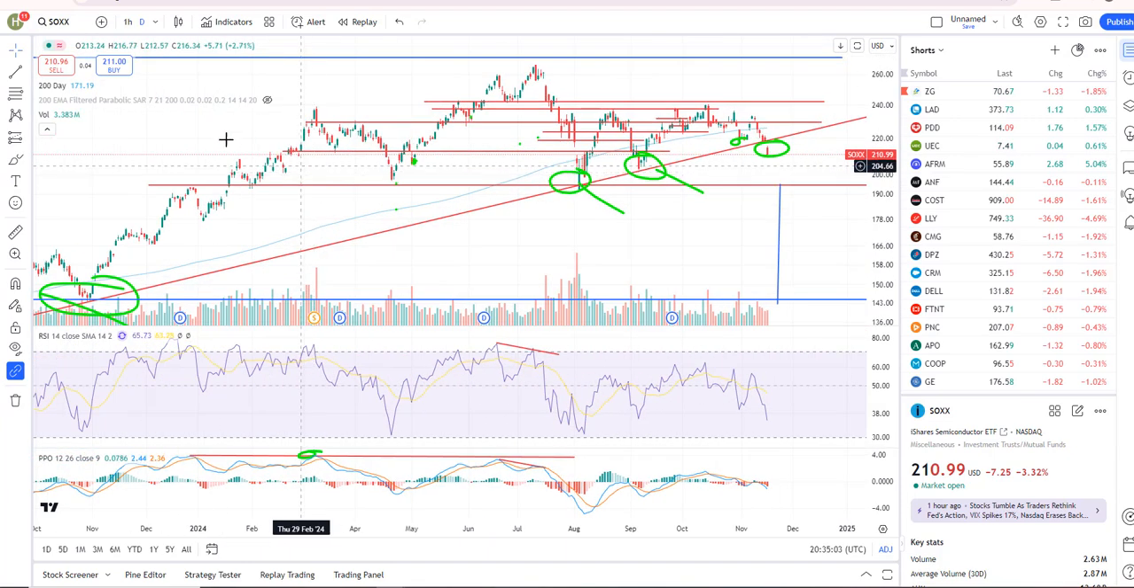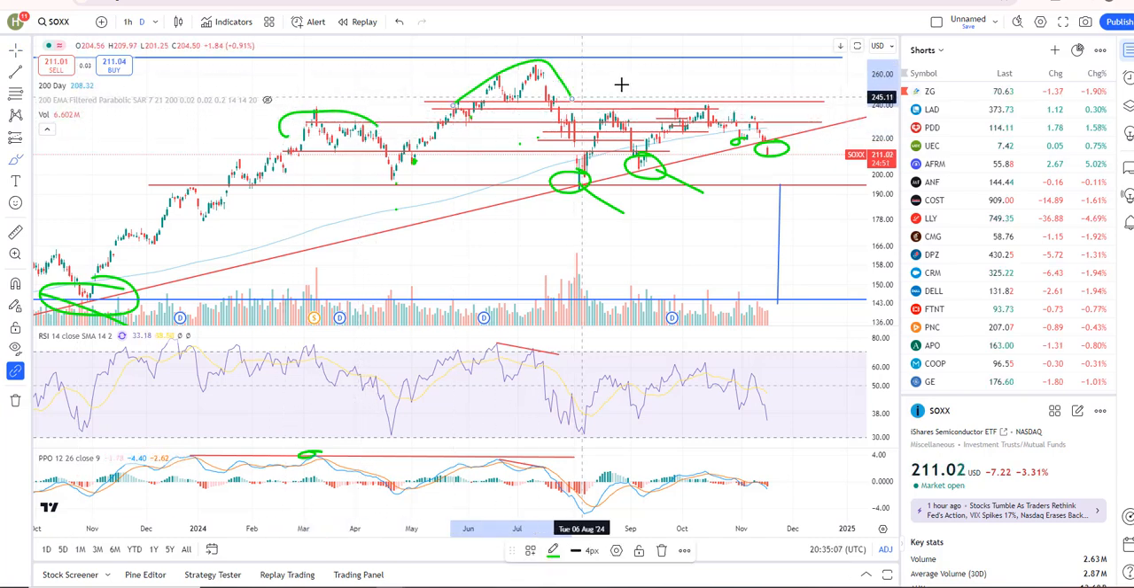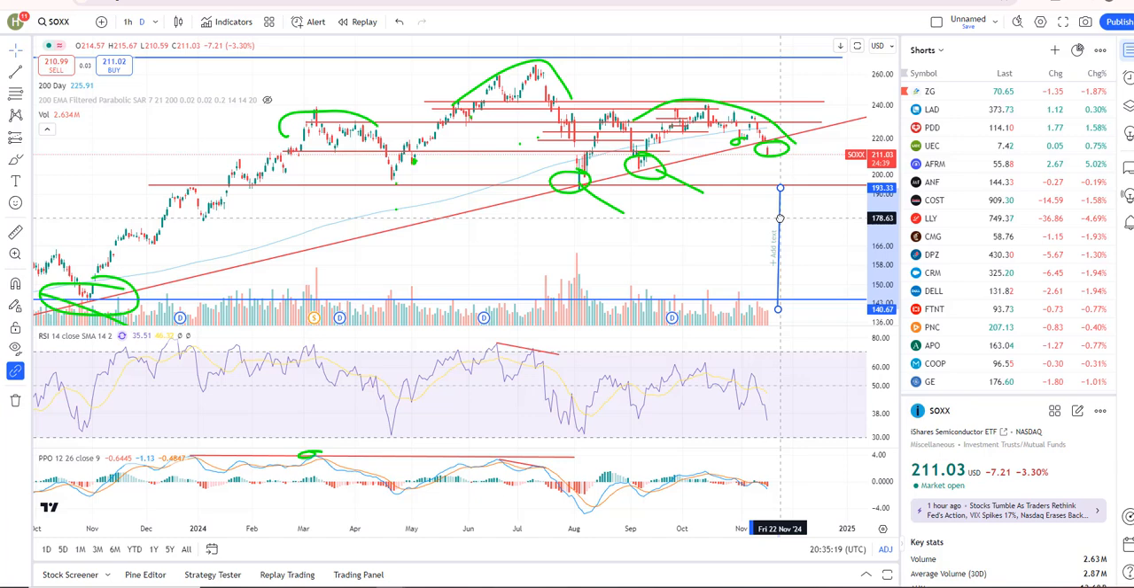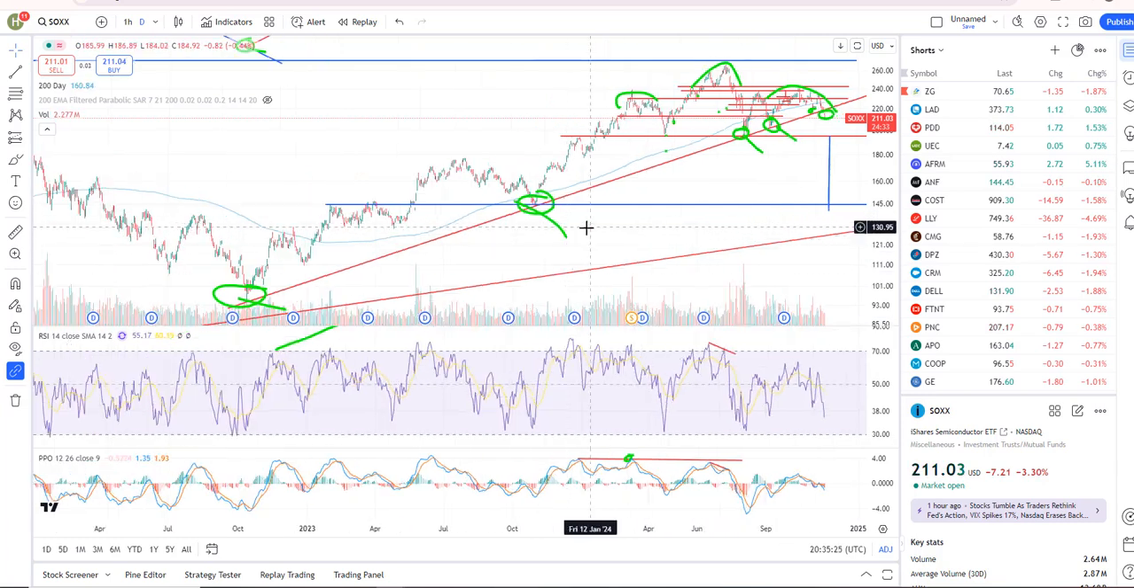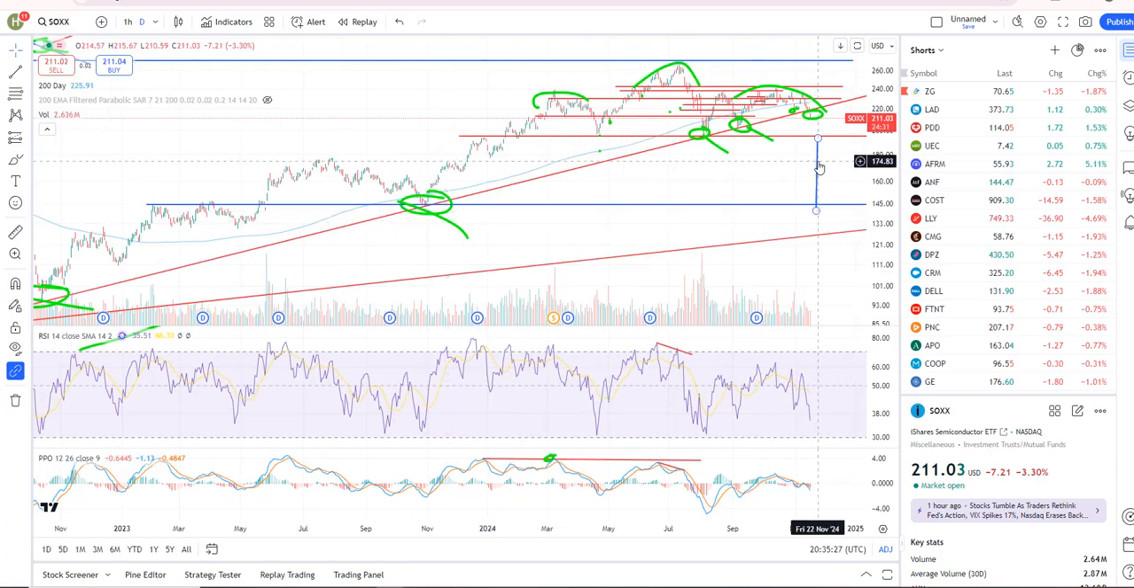And then also there is this potential head and shoulders. You've got a shoulder, you kind of got the head, and then you got the right shoulder. So the measured target for the head and shoulders pattern, you take the top of the head down to the neckline, and then you take that at the point of the breakdown, which we haven't got, and that puts us down around 144-ish, right in there. I see some support down there, so that would be the major target where the semiconductors go.